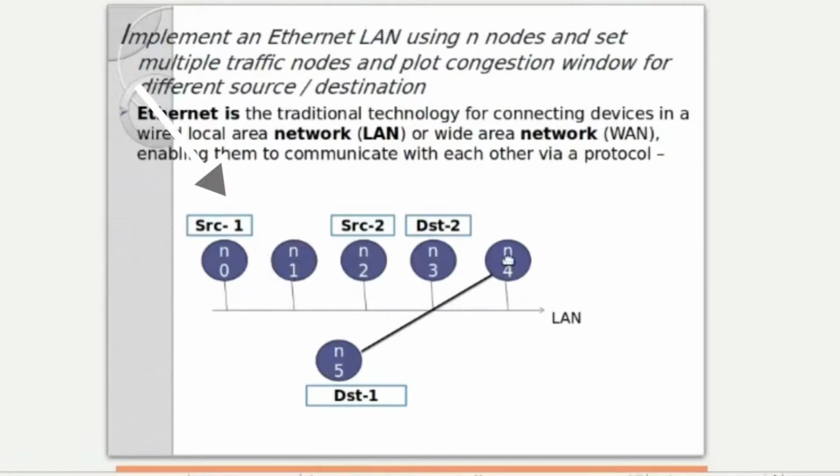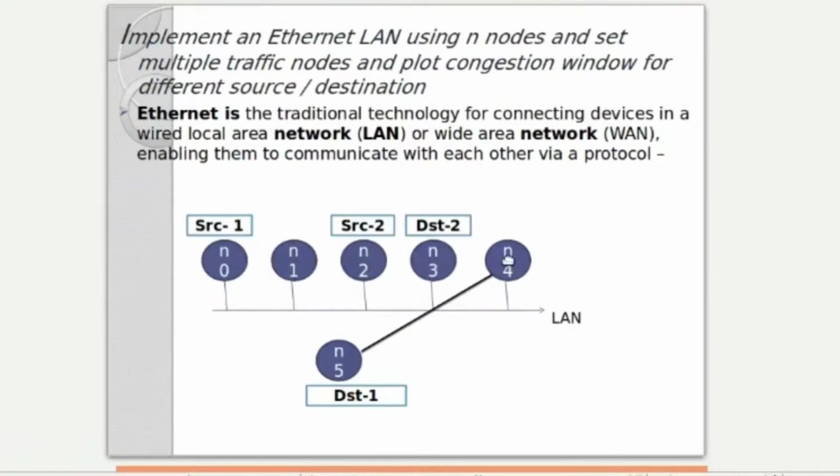I'll be making node N0 as source 1, and this N5, which is present in the separate area, as destination 1. So I should send data from node N0 to N5, from source 1 to destination 1. Since they have asked us to make multiple nodes and multiple traffics, I am creating source 2 and destination 2, that is N2 and N3. So N2 will send data to N3. I am making them nearby. Our main task is to design this system. Data should be sent from source 1 to destination 1 and source 2 to destination 2, since it is mentioned in the question.